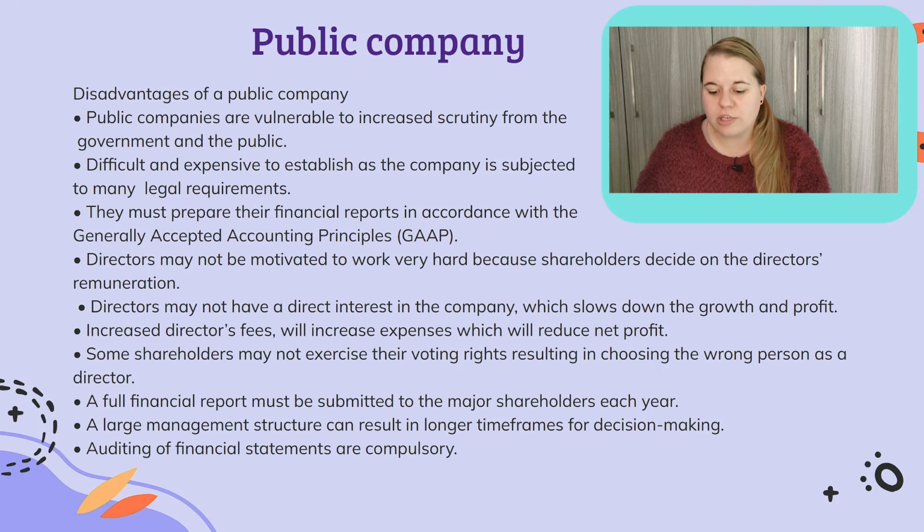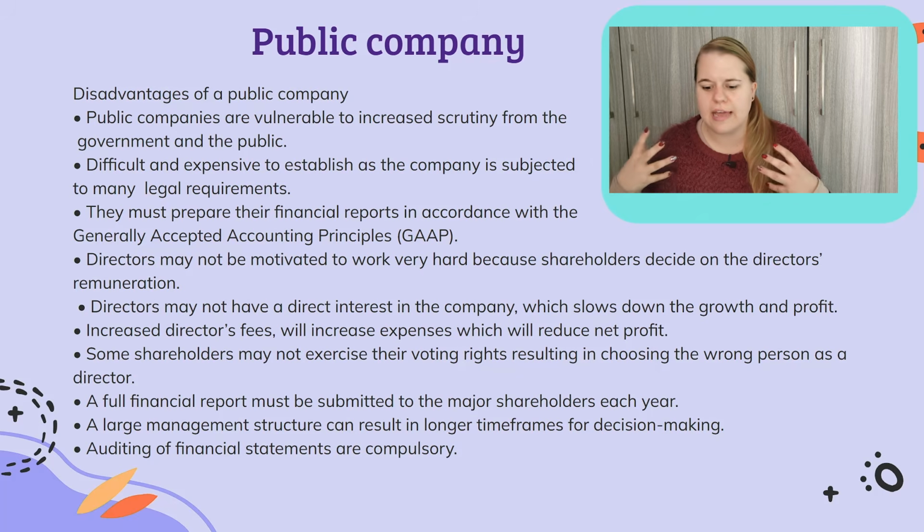The large management structure can result in longer timeframes for decision making because now it needs to be approved by this person and then by this person, right? So it could slow down decision making because we just have such a large business with so many people involved and a lot of management and all of that. Auditing of financial statements is compulsory.